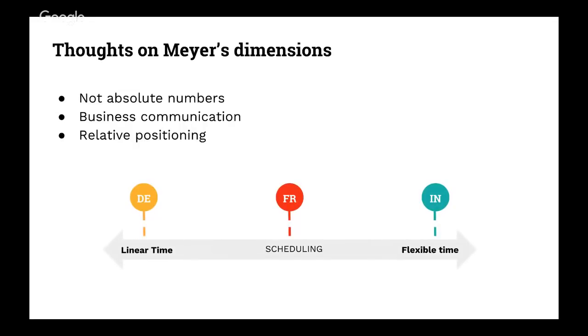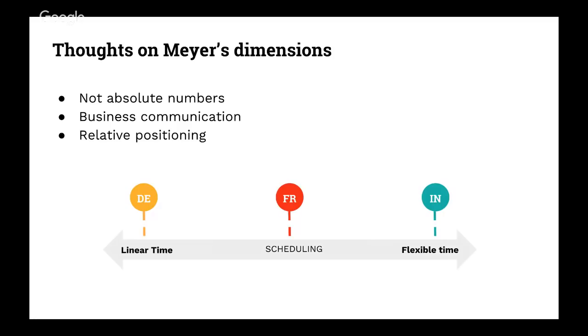For example, Erin Meyer doesn't give absolute numbers to any of these countries. So this is based on relative positioning. If you look at scheduling as a parameter from her map, Germany, for example, is on the extreme, very particular about time and very punctual, whereas India is on the other extreme, and France is somewhere in between.